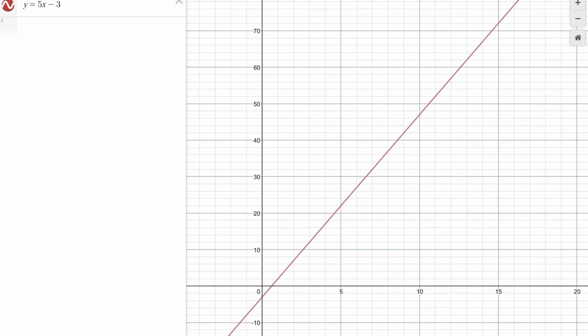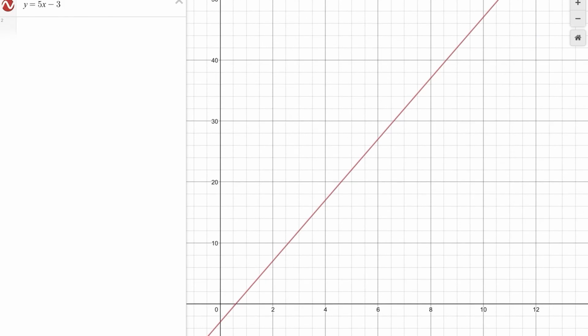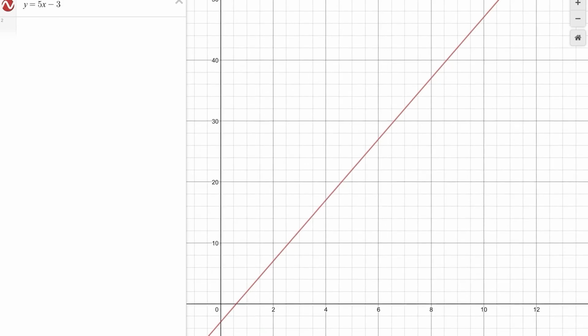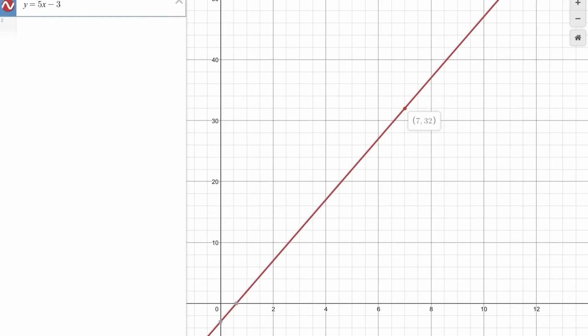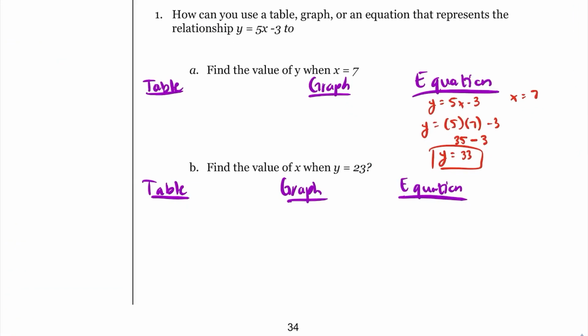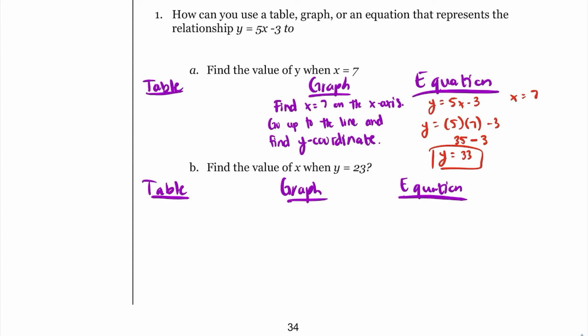Okay, so how are we going to find when x equals 7 here? Well, if you take a look, 7 is right in between 6 and 8 at this point right here. So if I find the 7 on my x-axis, I go all the way up to my line, and then the corresponding y value is at 32. Okay, and that's how we're going to use a graph here. So find x equals 7 on the graph, or on the x-axis. Then you're going to go up to the line and find the y coordinate. And there we go.